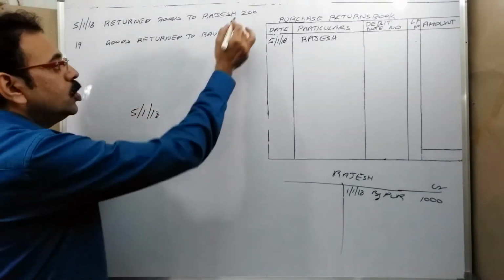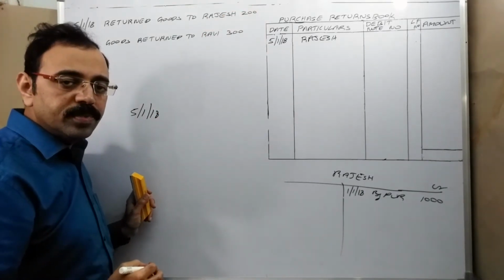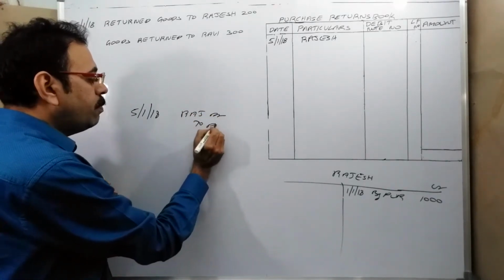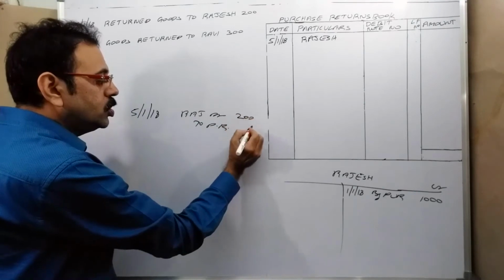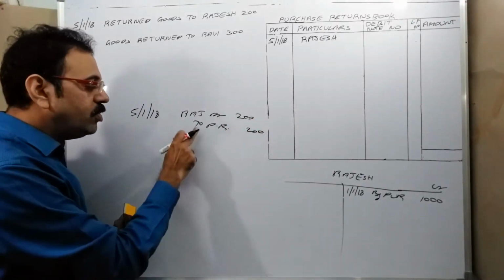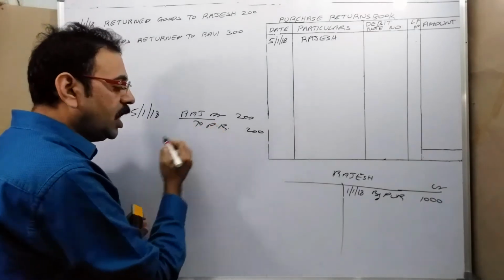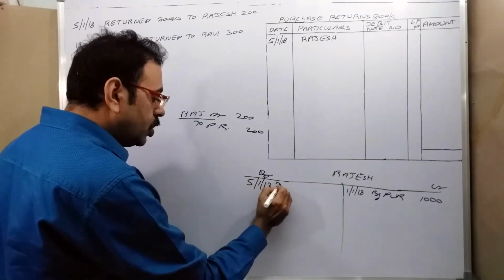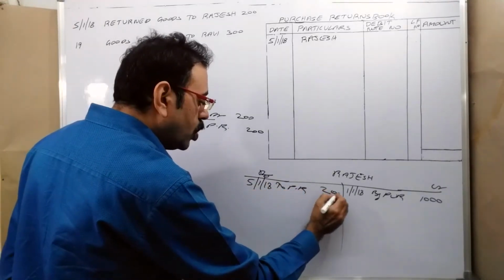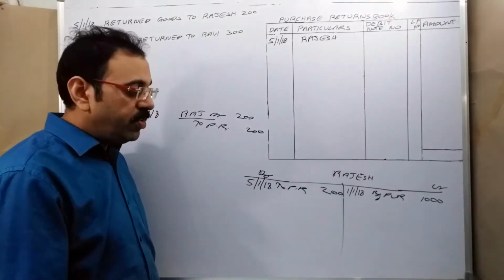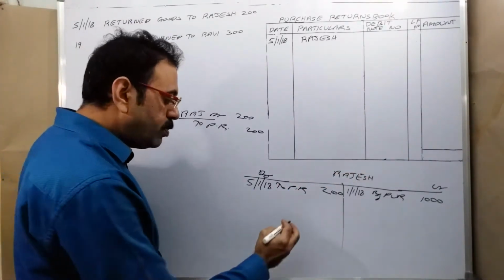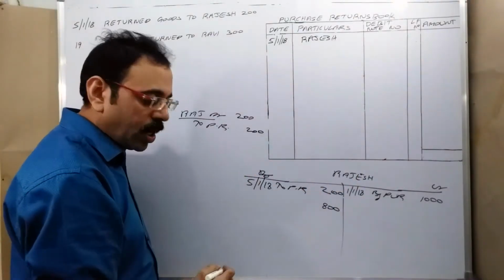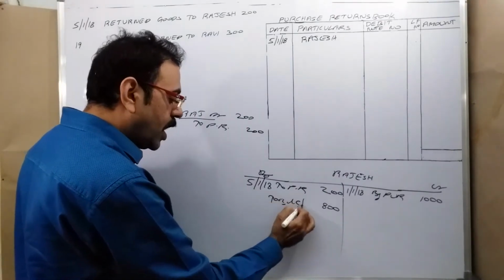But on 5th day, we are returning 200 worth goods to him. What is the entry for that? Rajesh account debtor to purchase returns account 200. Now we should post this entry. Rajesh is in debit. Therefore, on the debit side on 5th date, to purchase returns 200. Now, if you balance this account, how much balance comes? 800 rupees. Credit total minus debit total.